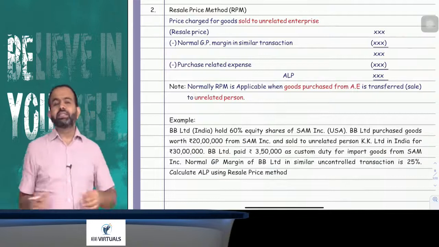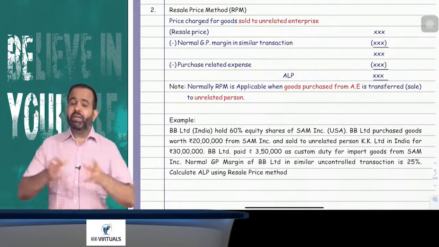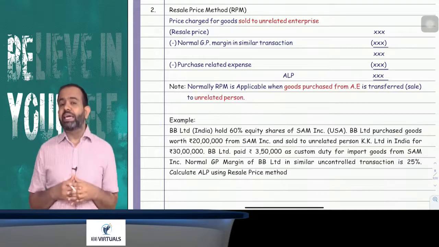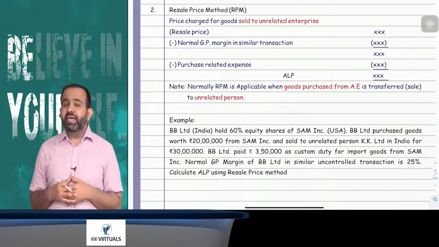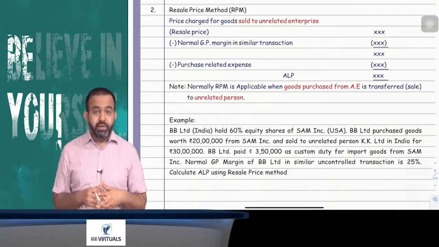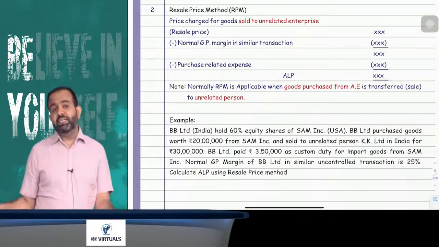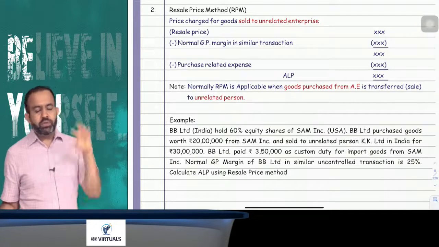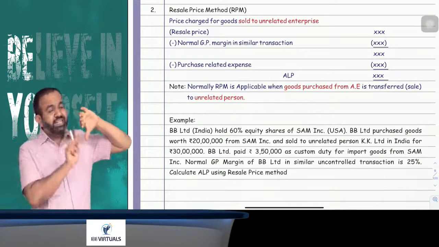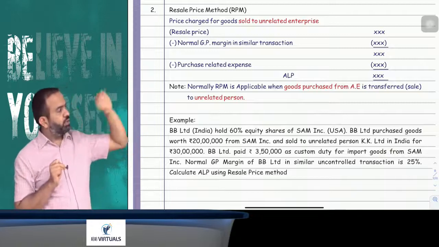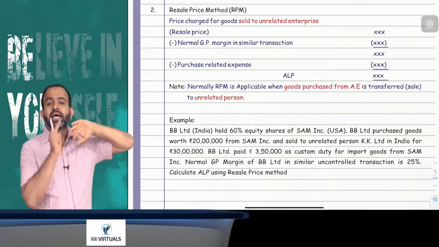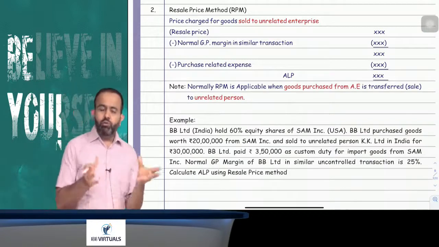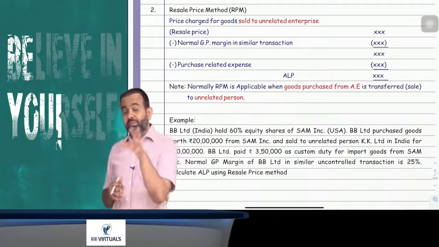Now the next method is the resale price method. When is the resale price method applicable? It is applicable when our Indian enterprise is engaged in the distribution function. Normally, we import or purchase some goods from the associate enterprise and sell them to the outsider. In that case, this particular method is applicable. Now the question is how to calculate the arm length price.